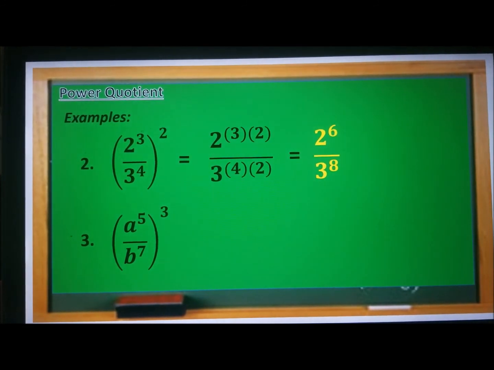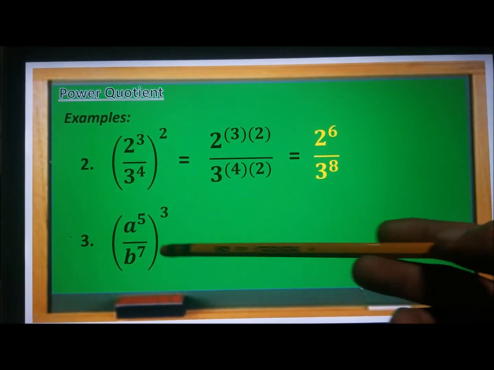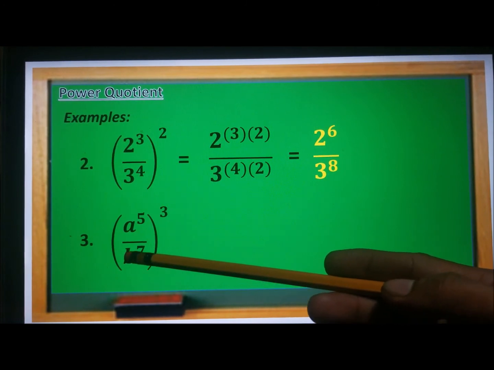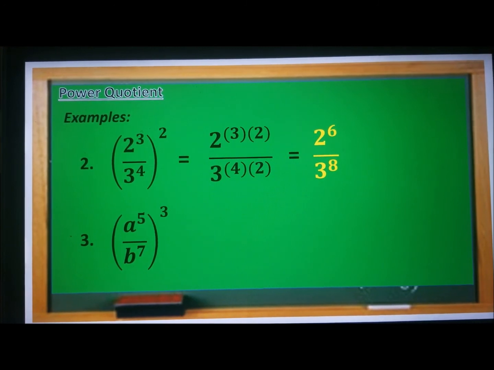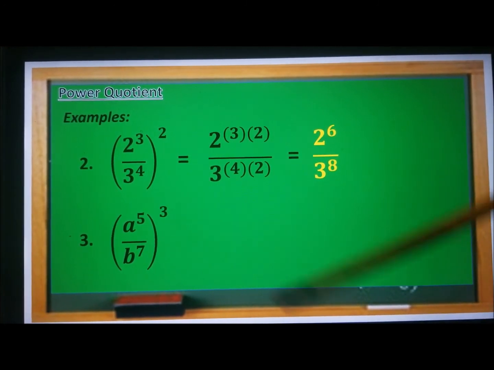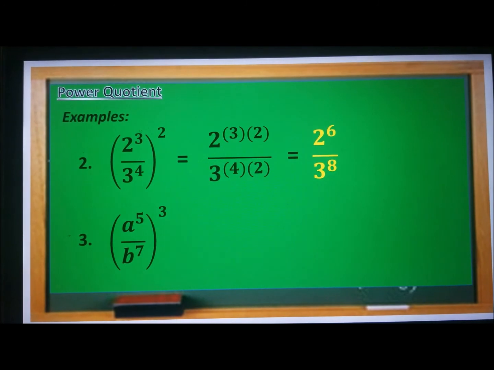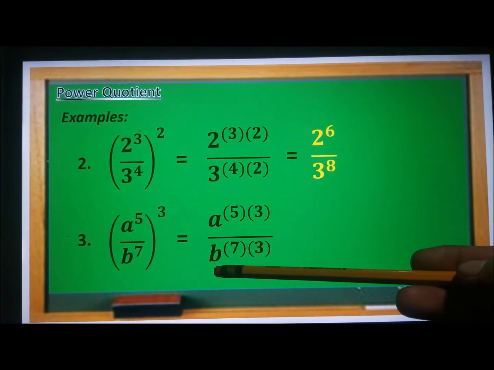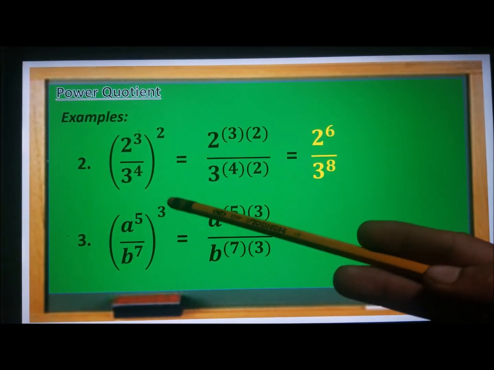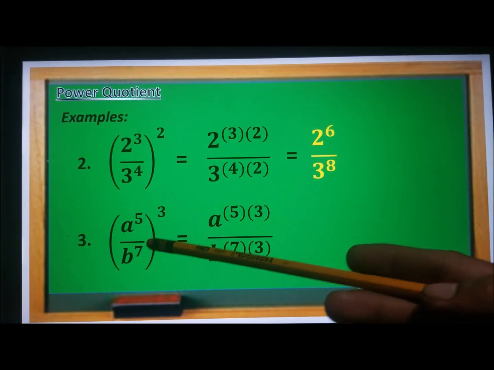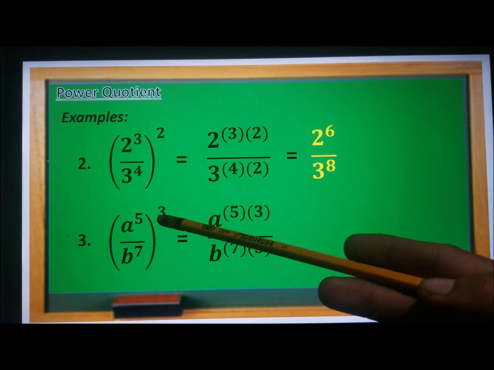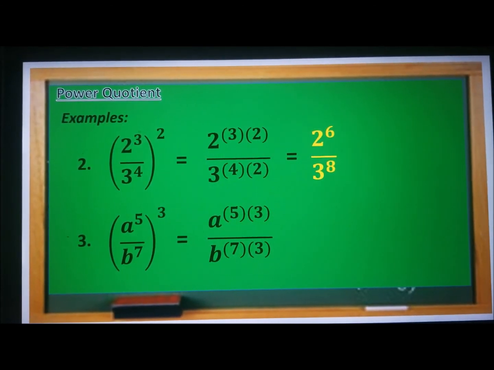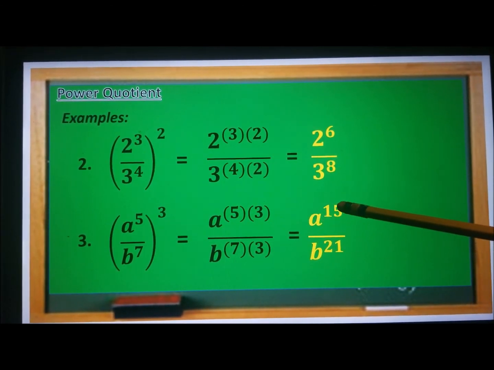For the next one, we have a raised to 5 divided by b raised to 7, all raised to 3. Using the same process, all we have to do is copy the bases, which are a and b. So we have a for the numerator and b for the denominator. Then multiply the inner exponent with the outer exponent. So we have 5 times 3, and for the denominator, we have 7 times 3. So the answer will be a raised to 15 all over b raised to 21.